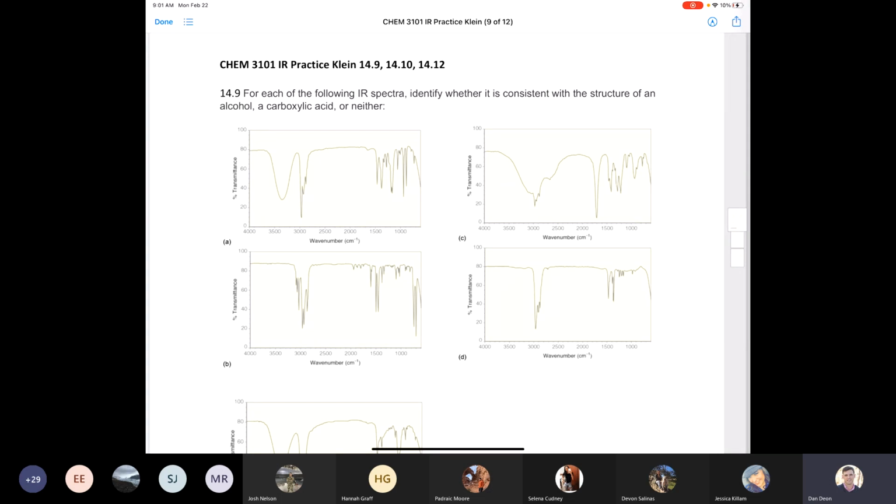All right. Can everybody see my slide that says Chem 3101 IR practice Klein? Yes. Okay. So if you didn't follow me 100% on what I was saying about signals and stretching, it's important that you understand that. Be sure to go back, look at the book, and look at the videos I posted to YouTube that are in my announcement. There's a whole playlist on there.